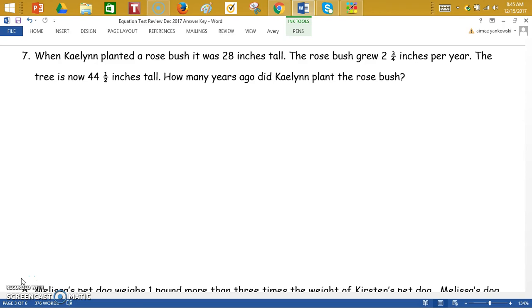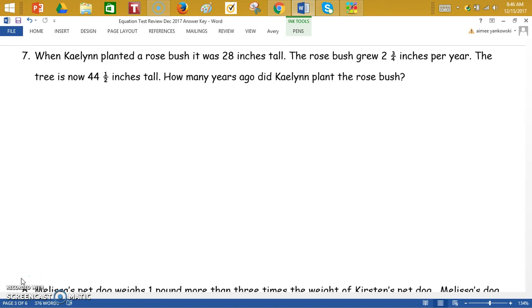It says, when Kaylin planted a rose bush, it was 28 inches tall. The rose bush grew 2 3/4 inches per year. The tree is now 44.5 inches tall. How many years ago did Kaylin plant the rose bush?